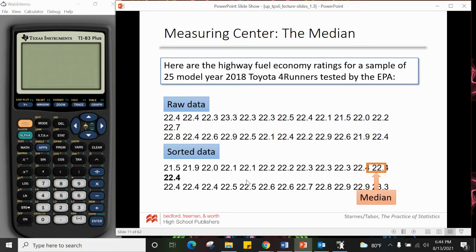Again, this should be pretty familiar. We've probably been finding the median our whole life, so it's no different here. Just be aware that if it is an even number of data, so if you get two numbers in between, you just take the average of those two.